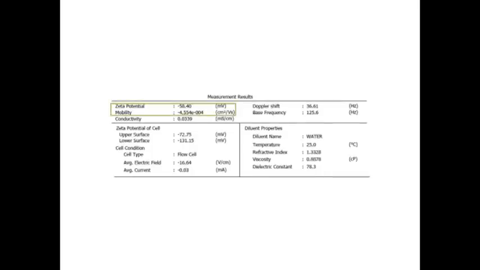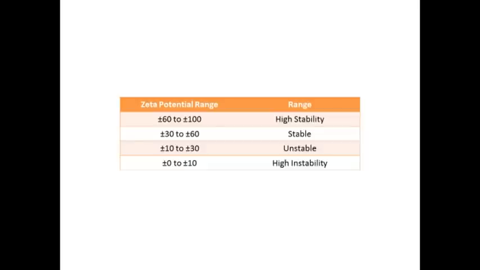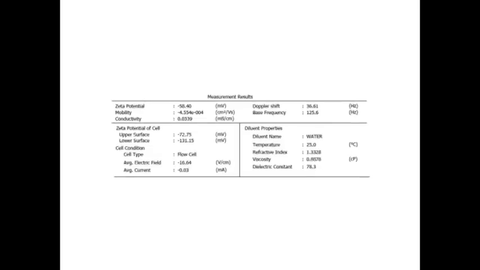The zeta potential value in this result shows a value of negative 58.4. From our table, 58.4 is considered stable. Units are given in millivolts, while for mobility it is centimeters squared per volt second.